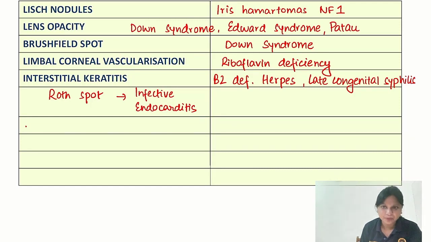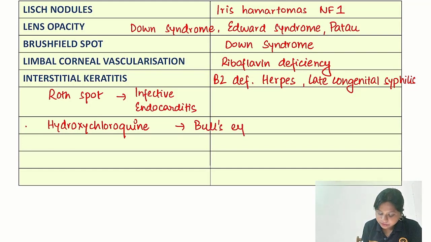Next, hydroxychloroquine. It's a drug which is used in SLE. It leads to bull's eye maculopathy.